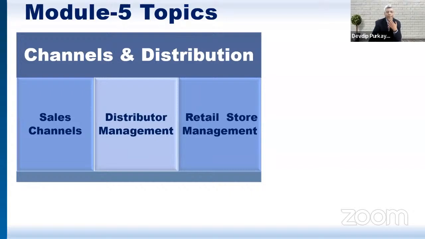Then I've moved on in this course to channels and distribution, especially if you have a product or a service. What are the sales channels? Amazon, Flipkart. If you're an airline, Make My Trip. If you're a movie hall, Book My Show. If you're a restaurant, Swiggy, Zomato, and so on. Or it could be a mall, or it could be a small store.